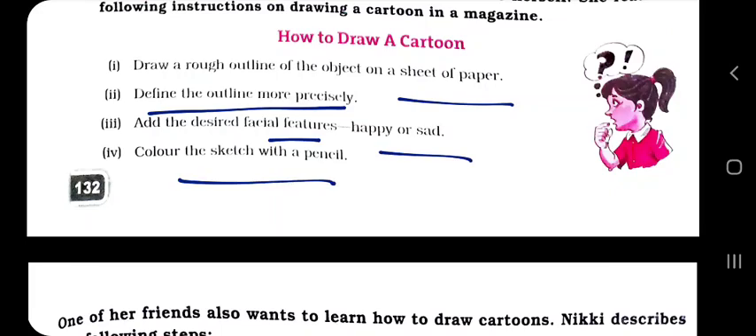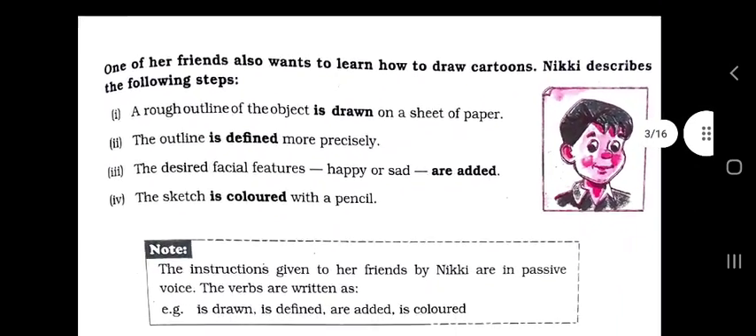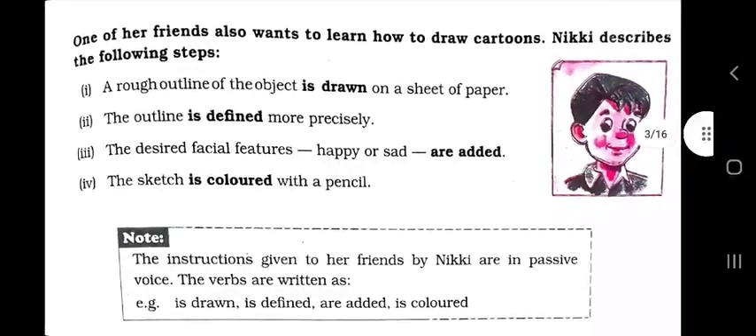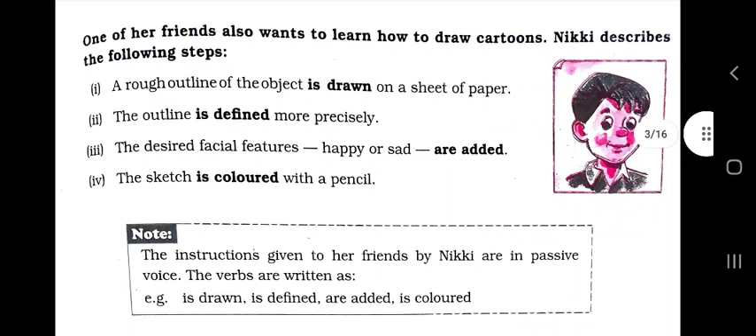Color the sketch with pencil. Now see, one of her friends wants to learn how to draw cartoons, and Nikki describes the following steps. A rough outline of the object is drawn. Now see here, this is what is important, how the drawing is being done. Who is drawing is not important. The instruction is more important.